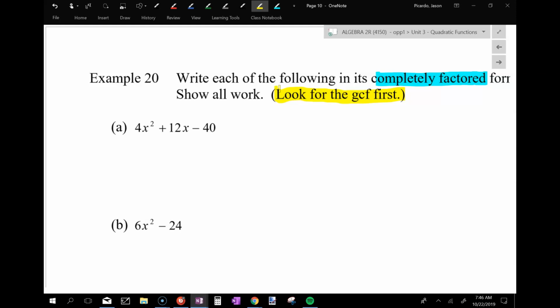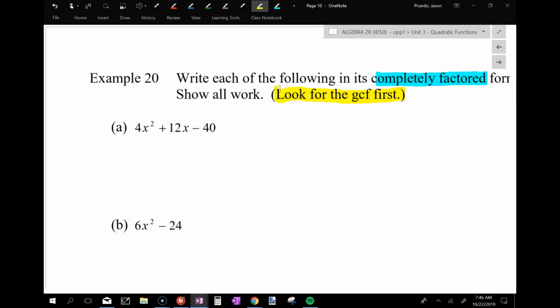So if I look at A, is it possible for 4 to be the GCF? Well, it's the smallest number. Does it go into 12 and 40? Yes. Okay. There's an x squared. Can that be a GCF? No, because it's bigger than the x. Can the x be the GCF? No, because there's no x with the 40. Okay. I keep repeating these same phrases. It's starting to click, right, in terms of how to find that GCF.